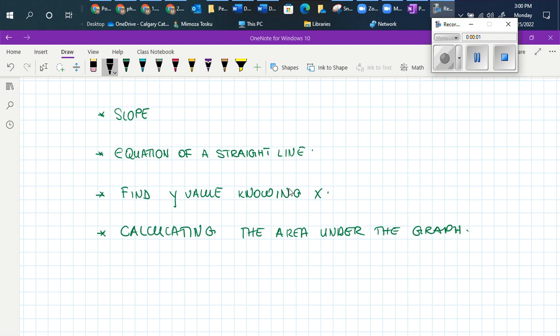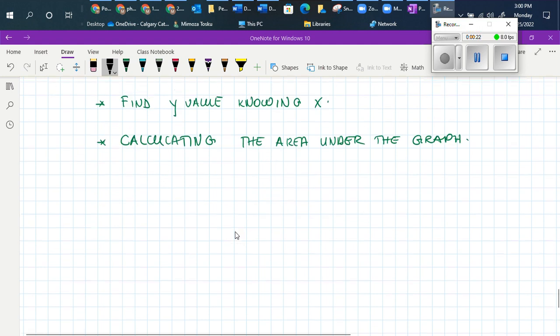Assume this part of the class is mostly math, but then at the end we will see how to calculate the area under the graph, which will be how to calculate impulse if you have a graph of force versus time.